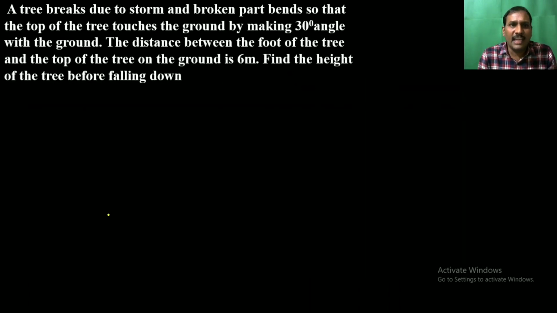A tree breaks due to a storm and the broken part bends so that the top of the tree touches the ground, making a 30 degrees angle with the ground. The distance between the foot of the tree and the top of the tree on the ground is 6 meters. Find the height of the tree before falling down.